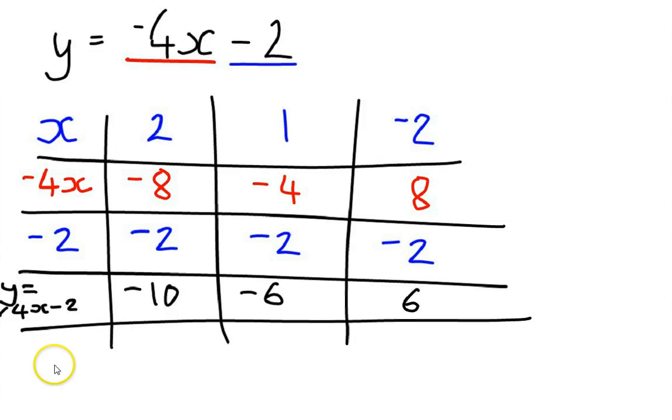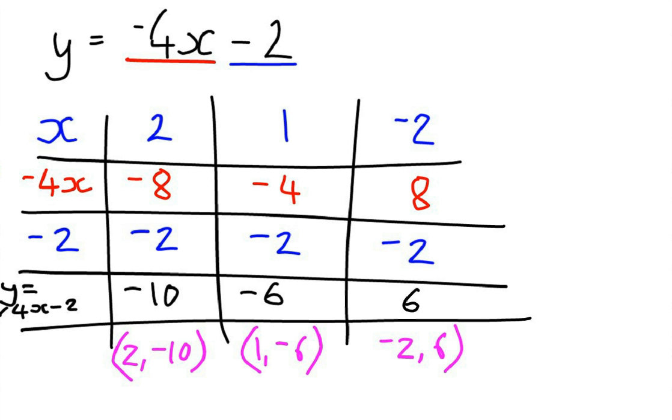Once again, each of these becomes a coordinate. We've got my x value and we've got my y value. So I'm just going to write my coordinates underneath, the first one being 2, negative 10. The next one being 1, negative 6. And the final one being negative 2, 6.